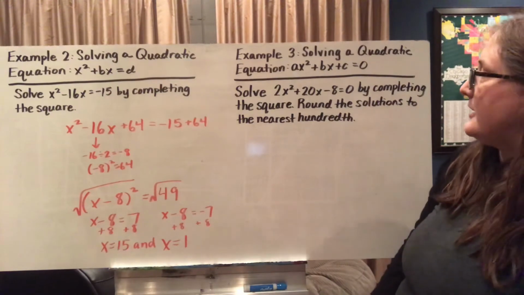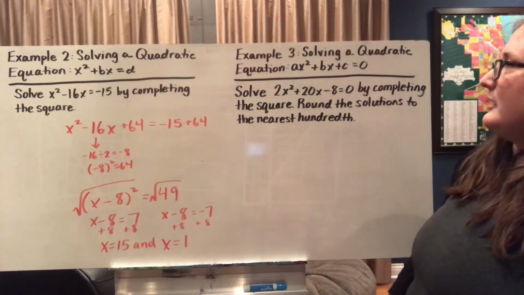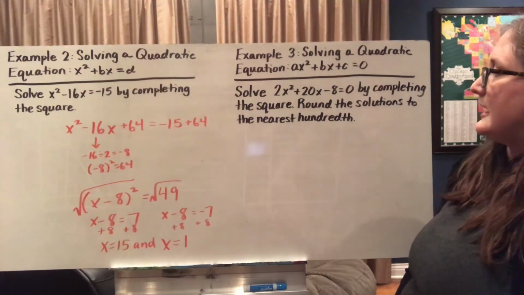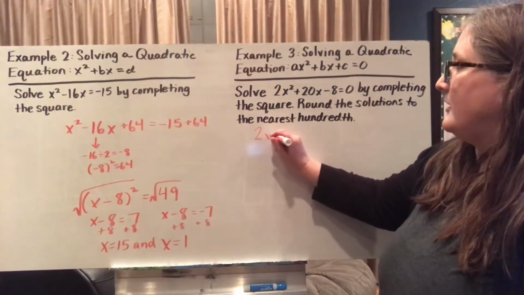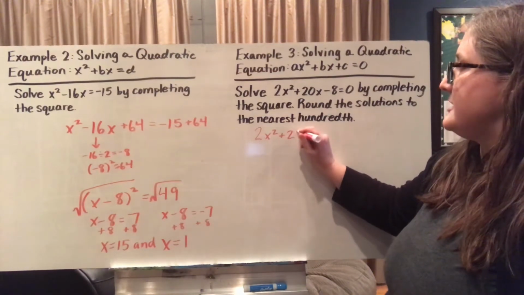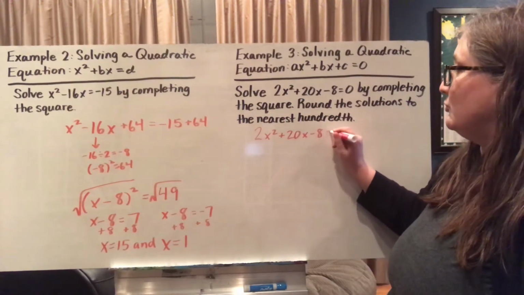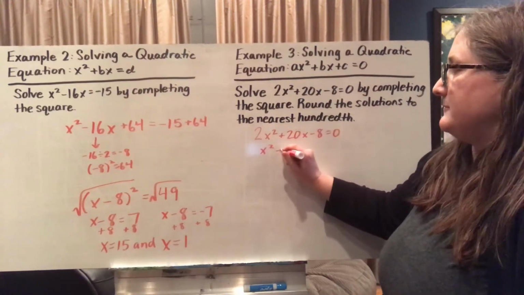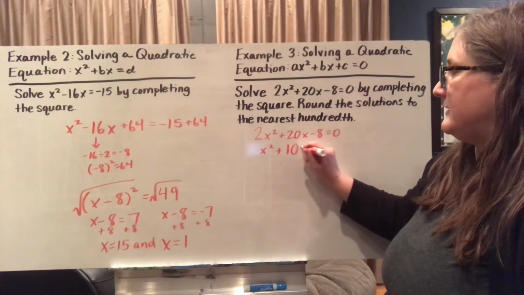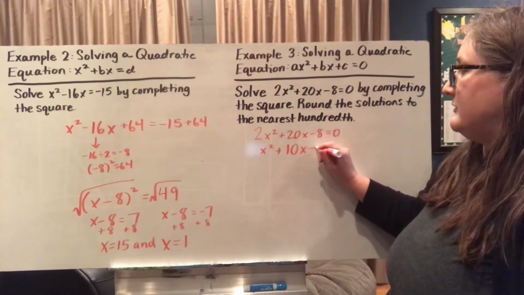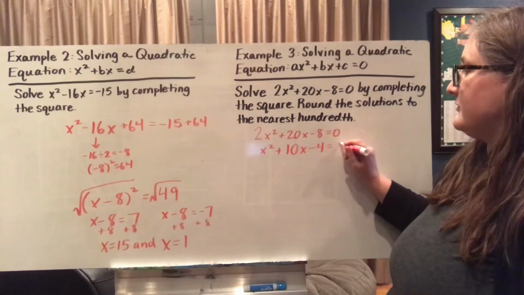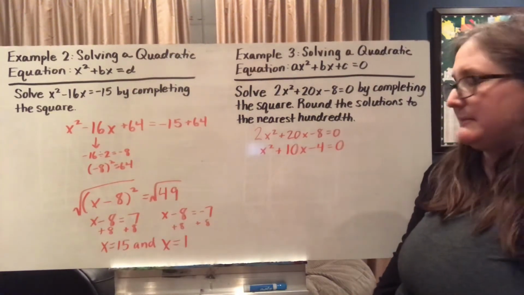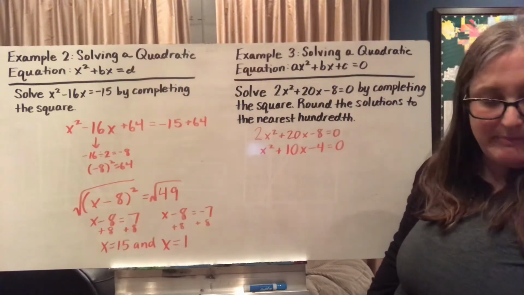All right, let's take a look at another example. So this one has our equation already in the form 2x squared plus 20x minus 8. So the first thing I notice is everything in here can be divided by 2. So 2x squared divided by 2 gives me x squared. 20x divided by 2 gives me 10x. Negative 8 divided by 2 is negative 4. And 0 divided by 2 is 0. So I've just simplified my equation a bit by dividing every single term by 2.